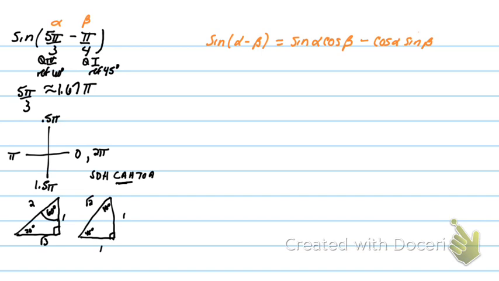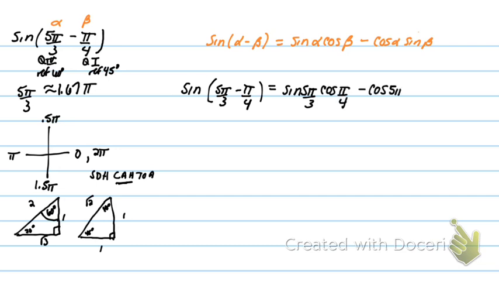So, however you're comfortable. Okay, so let's see. We're going to have sine of 5 pi over 3 minus pi over 4. So we've got sine of 5 pi over 3 times the cosine of pi over 4 minus the cosine of 5 pi over 3 times the sine of pi over 4. Everybody okay with that? So just plugging in my alpha, of course, plugging in my beta.